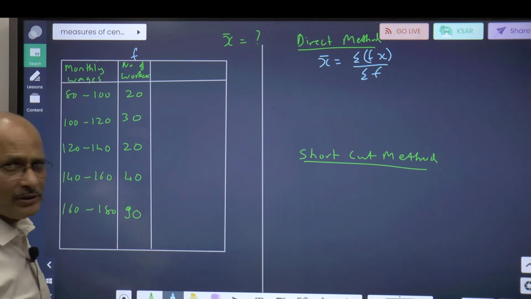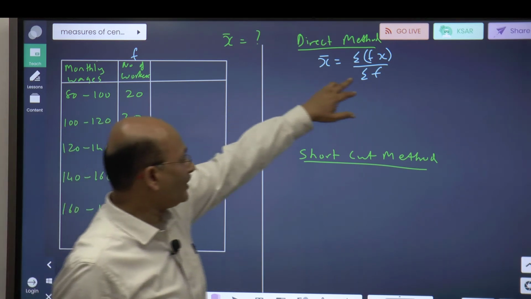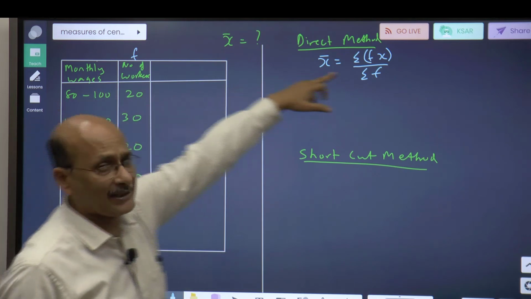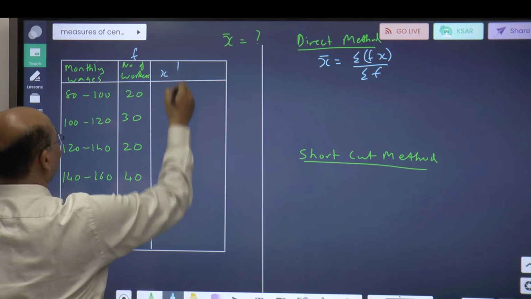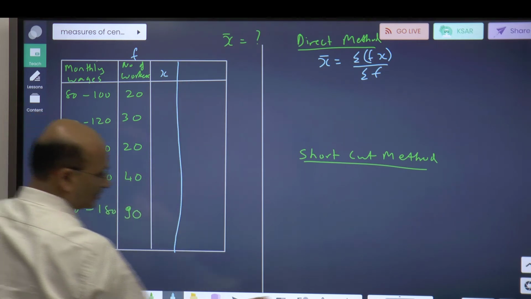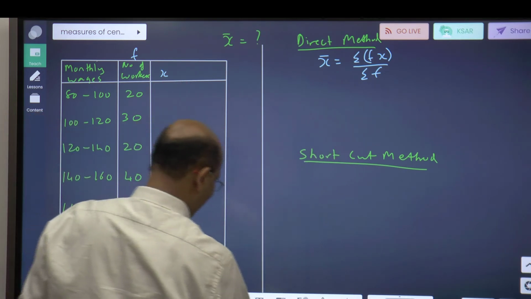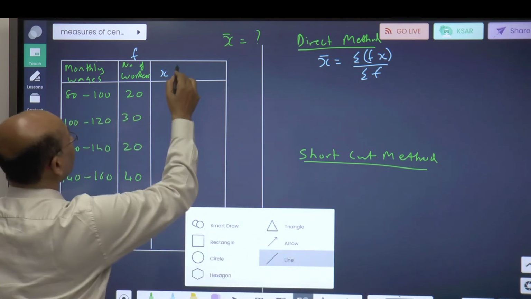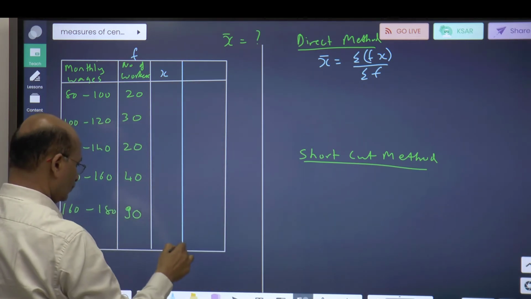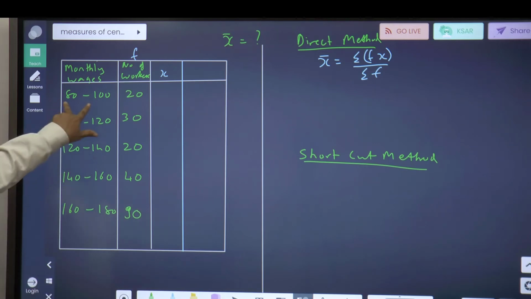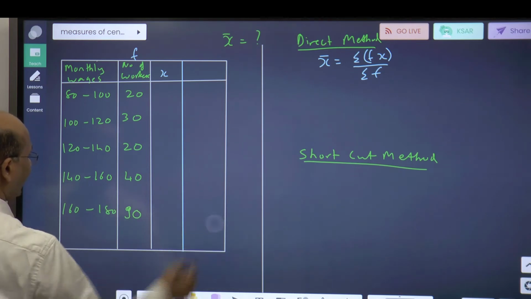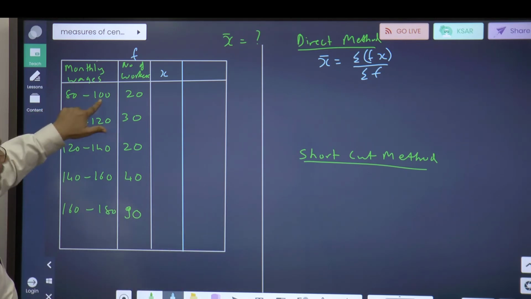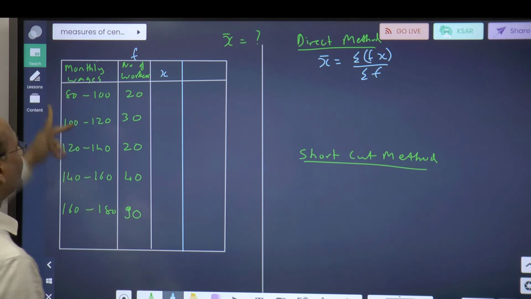What I am trying to tell you is how we work out the question. If I look at the formula, there is f here, but there is no x. So in grouped data, what is x? X is nothing but the mid value of the class. So 80 plus 100 divided by 2, that is, lower limit plus upper limit divided by 2. So 90.